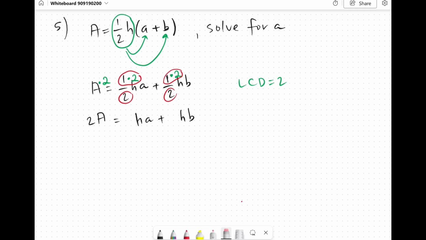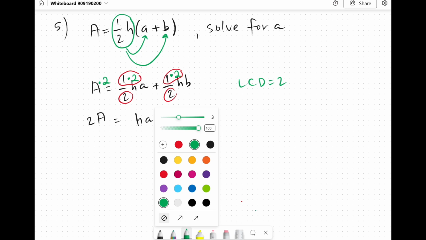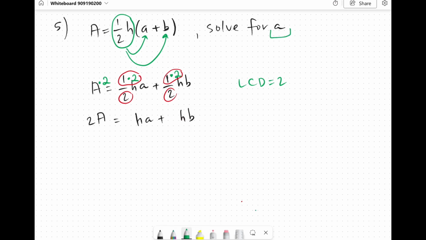Now we're solving for A. Let's keep our goal in mind. We're trying to get that A by itself. Right here it tells us solve for A. So I want this A by itself. I will now remove addition of HB. So addition goes to the other side by doing the opposite, which is subtraction. So 2 capital A minus HB equals, and then the only thing that's left on the right side is your HA.